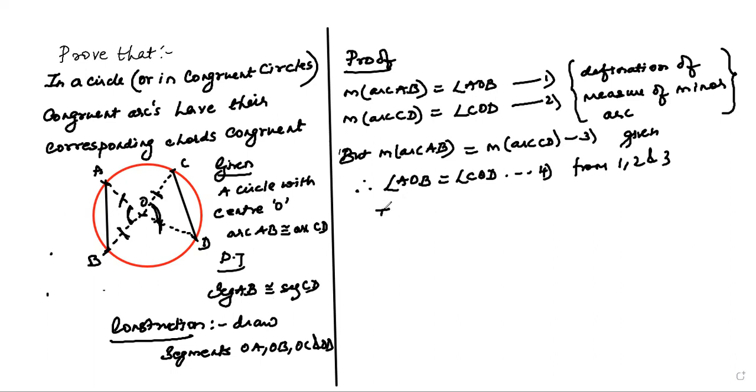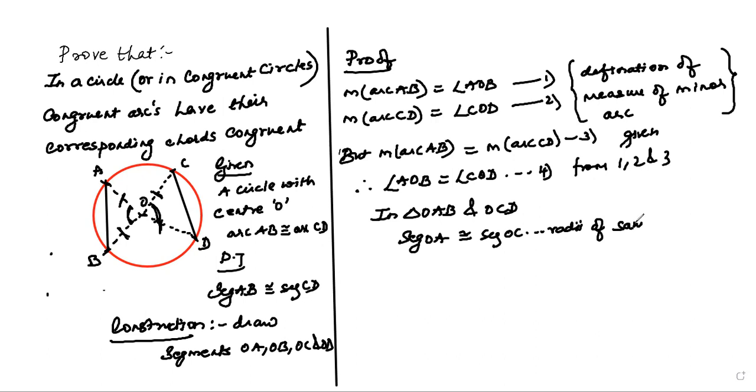So I can easily prove the triangles congruent in triangle OAB and triangle OCD. Segment OA congruent segment OC. What's the reason, children? Radii of the same circle. Then, children, angle AOB is congruent to angle COD. What's the reason, children? From 4. We have got this, it was missing. We got it, okay? From 4.